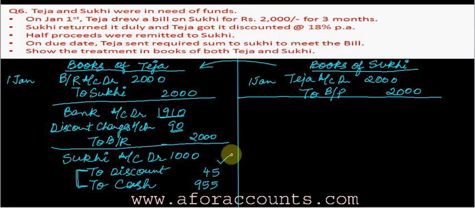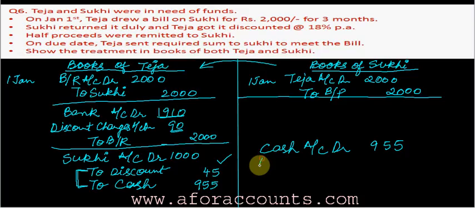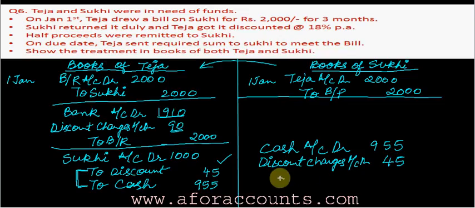So for giving, this entry has been done and Sukhi has to record in his books of accounts here for receiving it. So the entry for receiving half of the proceeds will be, he is receiving cash, so cash account debit 955. He has to pay discount, bear the discount. So discount account debit, discount charges account debit, charges account debit by 45 to Teja. Whatever they had got, they had done it half.